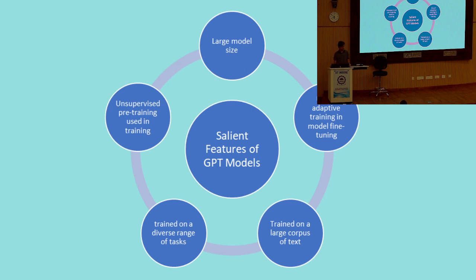Then it was trained on a large corpus of text data, including the internet and several books. It was trained on a diverse range of tasks such as question answering, classification, or conversation. And it used unsupervised pre-training, which is another term for self-supervised training, which I explained.